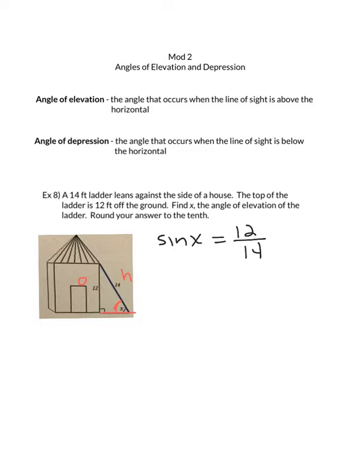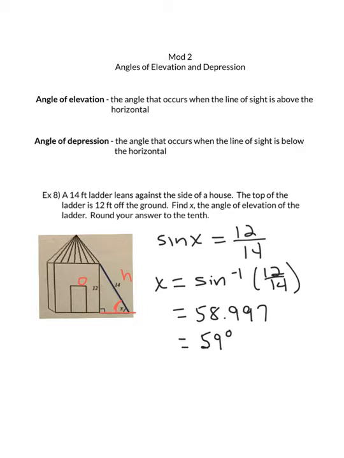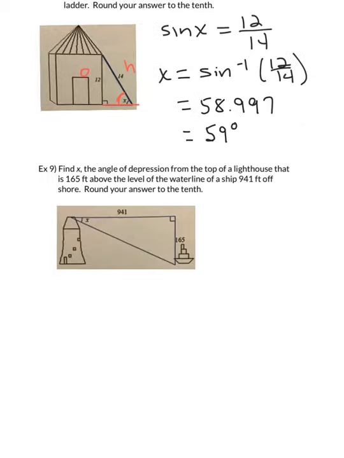Now remember, anytime you want to find the angle measure, you have to use the inverse trig function. So x equals the inverse sine of 12 divided by 14. Put this into your calculator, you get 58.997. And if you have to round that, then that's going to round to be 59 degrees.